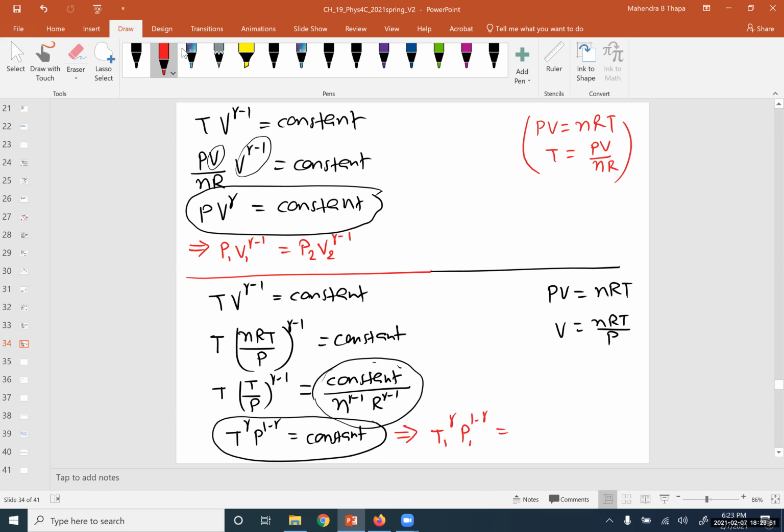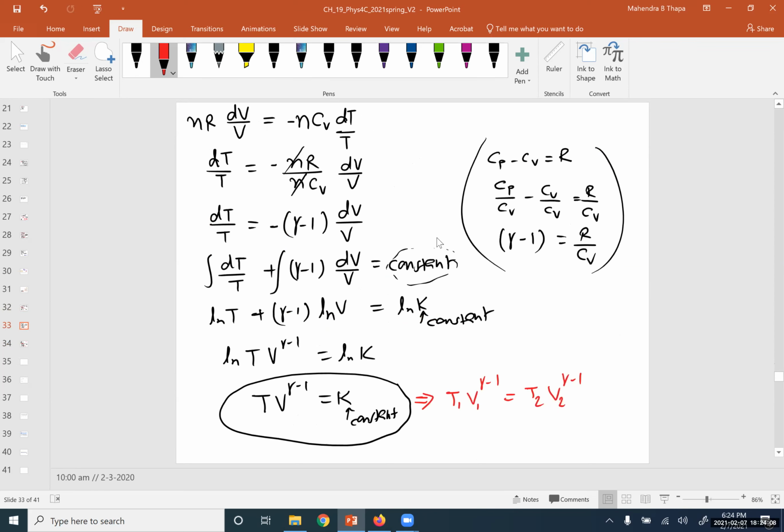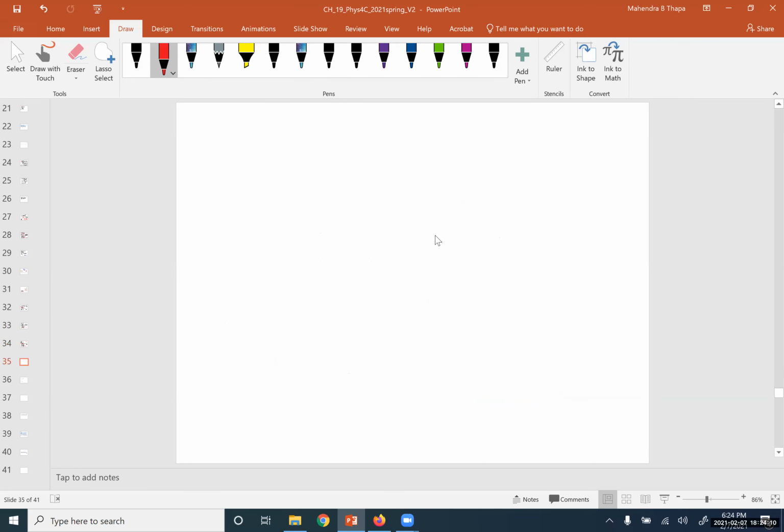Now we can come to our actual question. Our actual question is: how to find the work done in the adiabatic process. So let's start here, work done in adiabatic. We know work done is the integral of P dV.